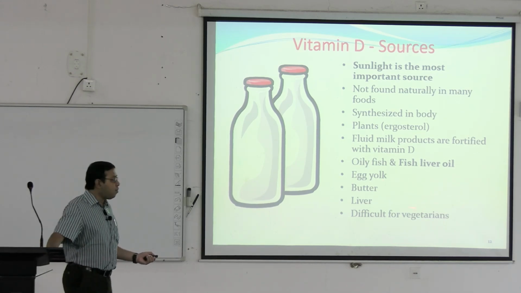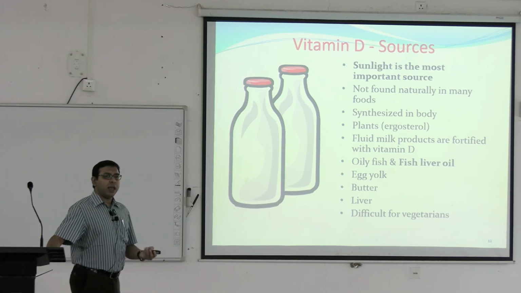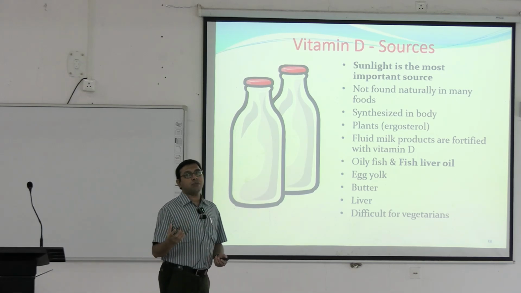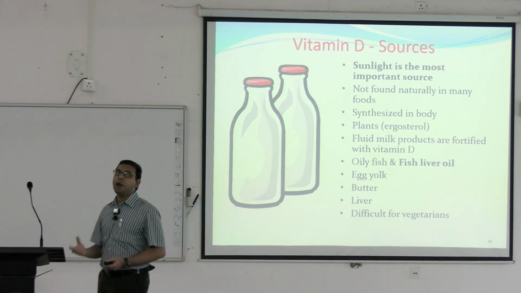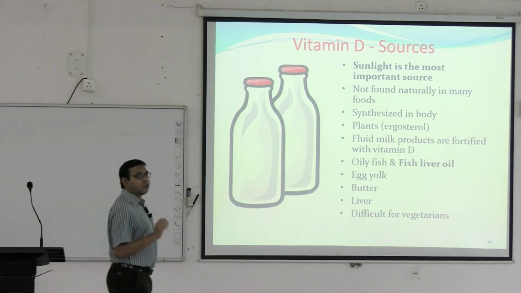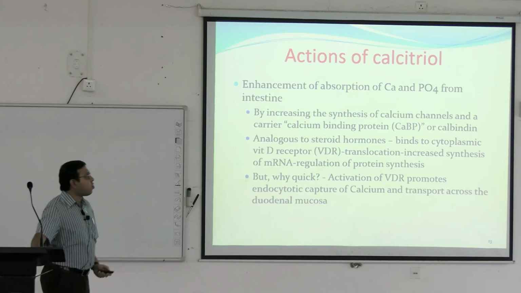Egg yolk is high in vitamin D, as are butter and liver, which is difficult for vegetarians. Again, like vitamin B12, vitamin D is mainly obtained from different types of animal products. So there may be some deficiencies of vitamin D for strict vegetarians. Now coming to the actions of calcitriol.